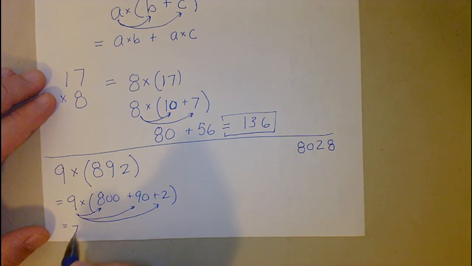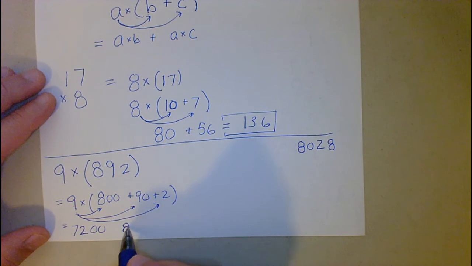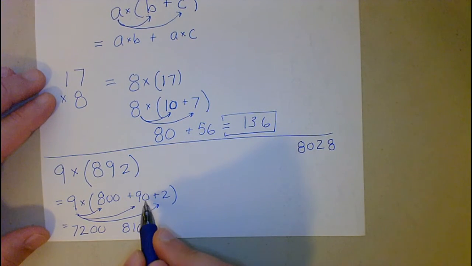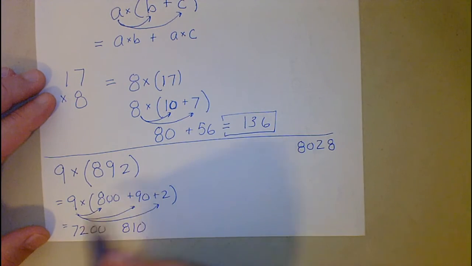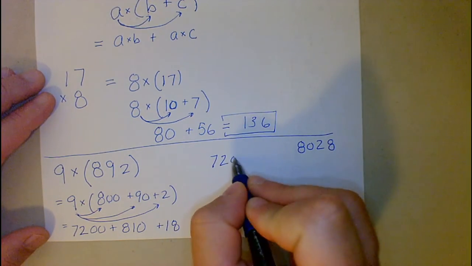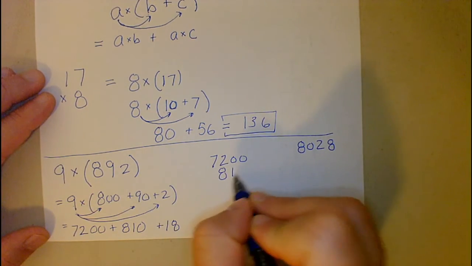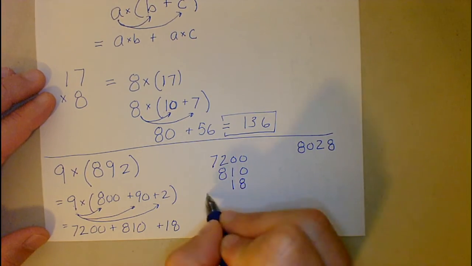9 times 8 is 72. Throw in 2 zeros at the end. 9 times 9 is 81. Throw a 0 in at the end because it's technically 9 times 90. And then 9 times 2 is 18. And we add these three numbers together. Now once you get to the level of adding three numbers together, you might want to put them in a column to keep your work in order so you don't lose yourself. So again, neatness is important.